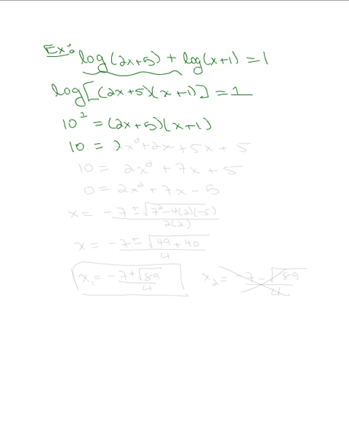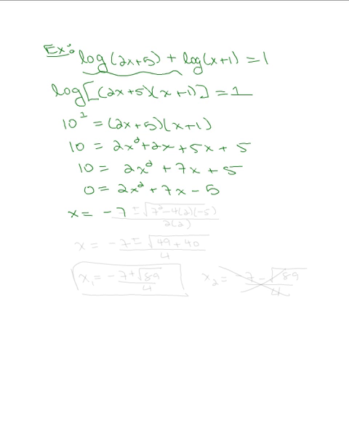If we FOIL, we get 2x squared plus 2x plus 5x plus 5. Combining like terms on the right-hand side, we have 7 x's. And this is quadratic, so we want to subtract 10 from both sides. We're going to use the quadratic formula to solve for x.